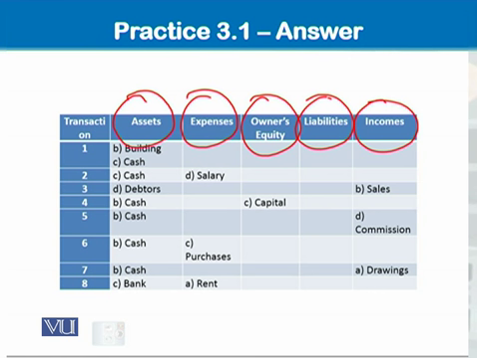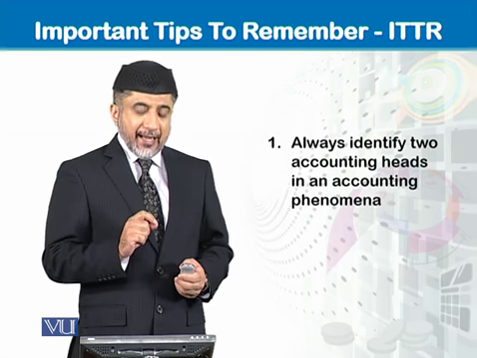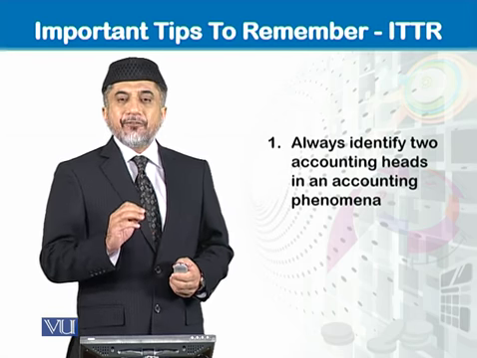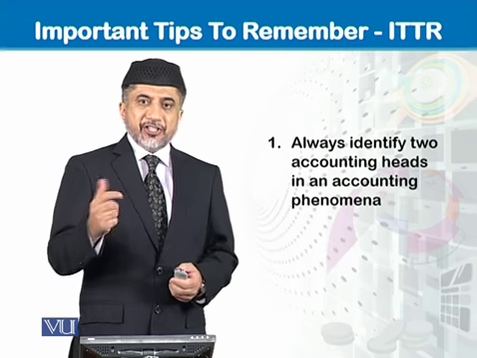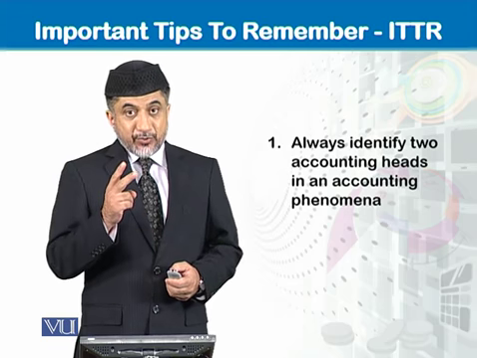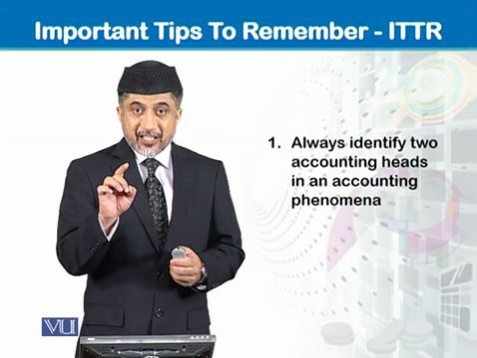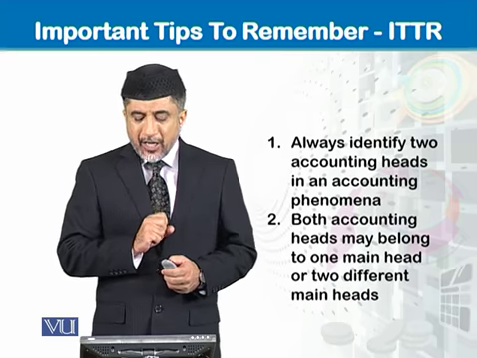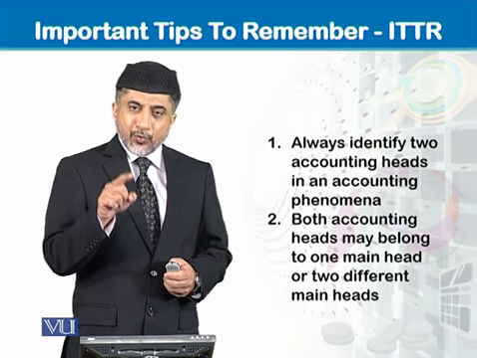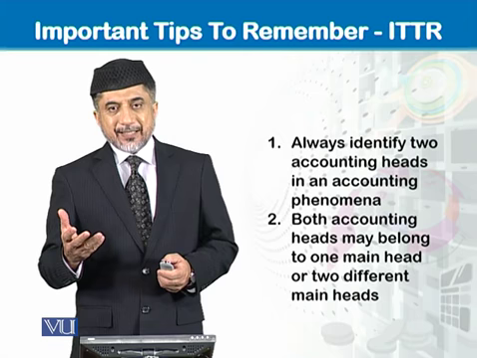So what are the important tips to remember over here? Number 1, always identify 2 accounting heads in an accounting phenomena. Accounting phenomena is transaction, event, and condition. Always identify 2 accounting heads. In a way, simply saying, each transaction carries 2 accounting heads. Both accounting heads may belong to one main head or 2 different main heads.